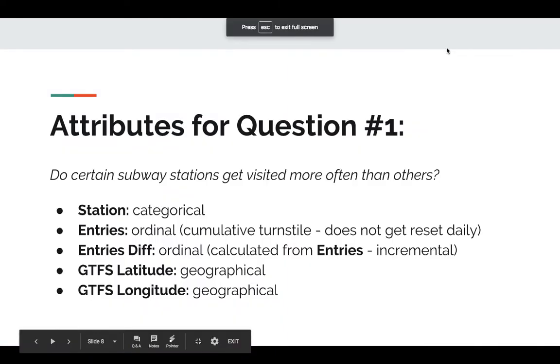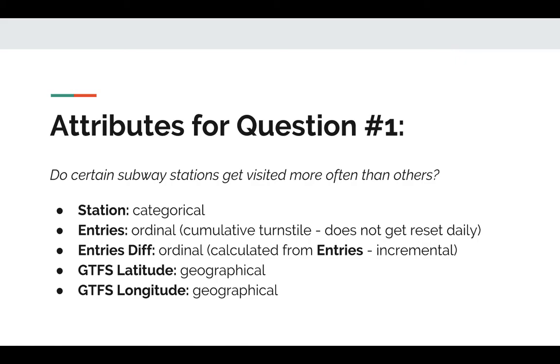So our first question is, do certain subway stations get visited more often than others? The attributes that we are going to use for this question are station, which is categorical, entries and entries difference, which are ordinal, GTFS latitude and GTFS longitude, which are geographical attributes.